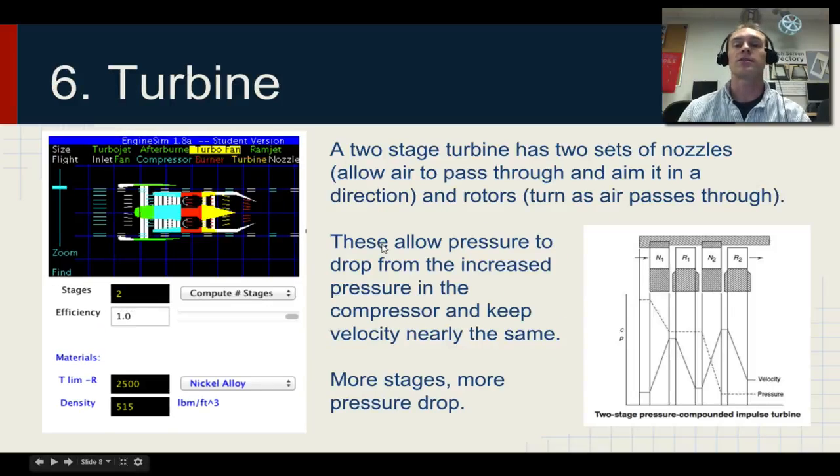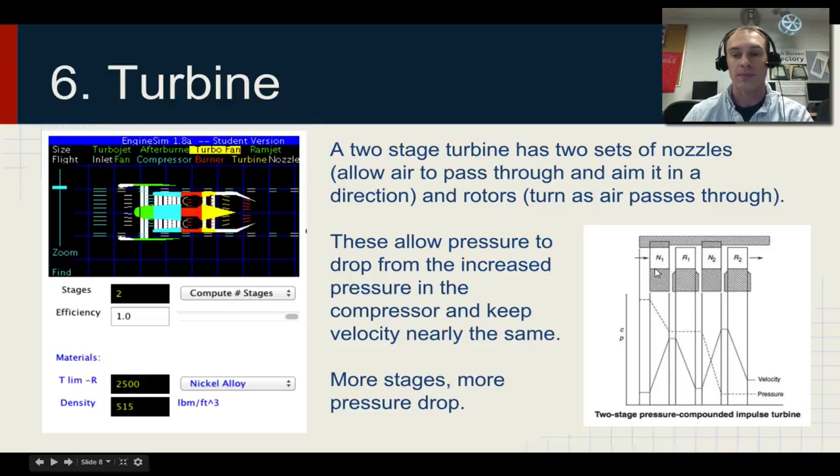Then the turbine, a two-stage turbine, has 2 sets of nozzles. They allow air to pass through and aim it in a direction. And rotors, which turn as air passes through. These allow pressure to drop from the increased pressure in the compressor, but keep the velocity nearly the same. And if you have more stages, you're going to get more pressure drop in this turbine right in here, this yellow component here.